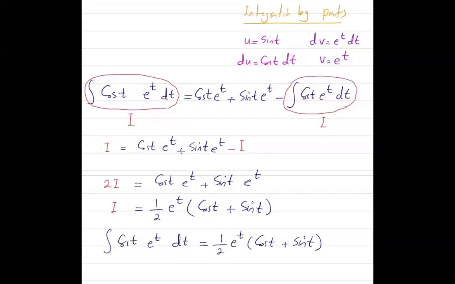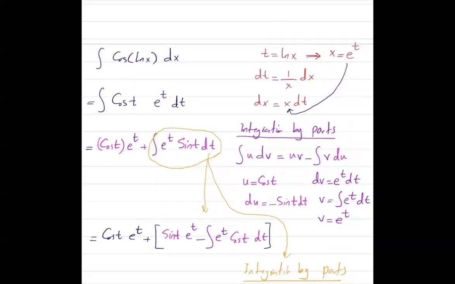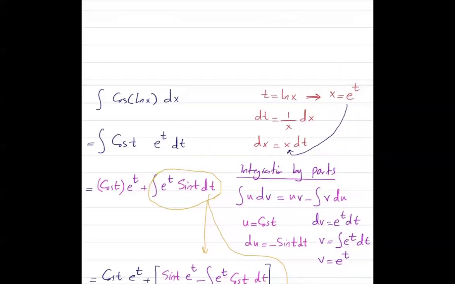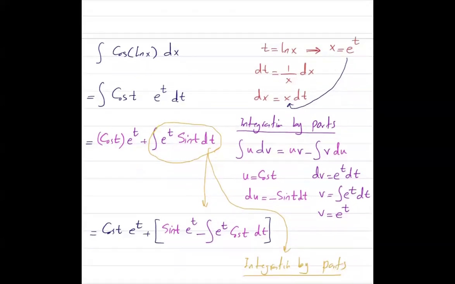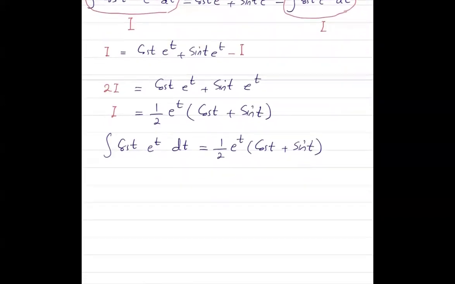What was the substitution that they used at the beginning? Let us go back and take a look. This is what I had. I'm going to take this and copy it down here. My t was ln of x. So wherever I see t, I'm going to write down ln of x. And e to power t is equal to x itself.